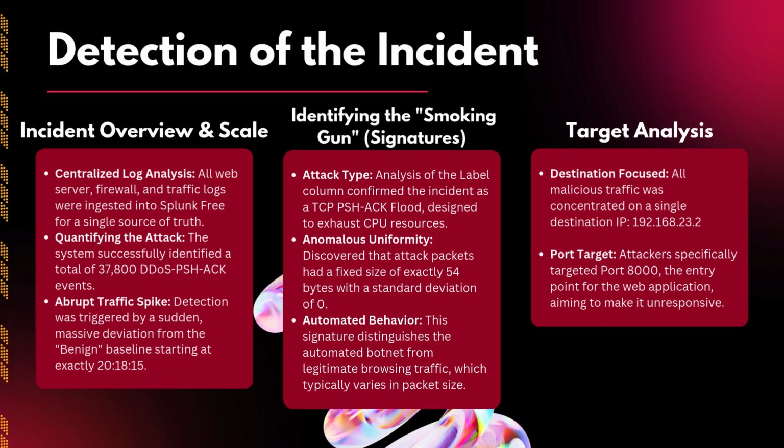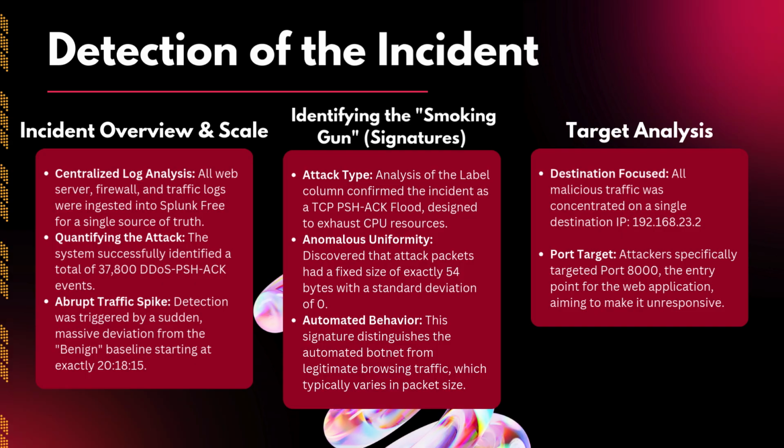From the analysis, the system identified a total of 37,800,000 DDoS push ack events, which indicates a large-scale attack. We also observed a sudden and sharp spike in traffic starting at exactly 20:18:50. This spike was significantly different from the normal or benign traffic pattern, which triggered the detection of the incident.